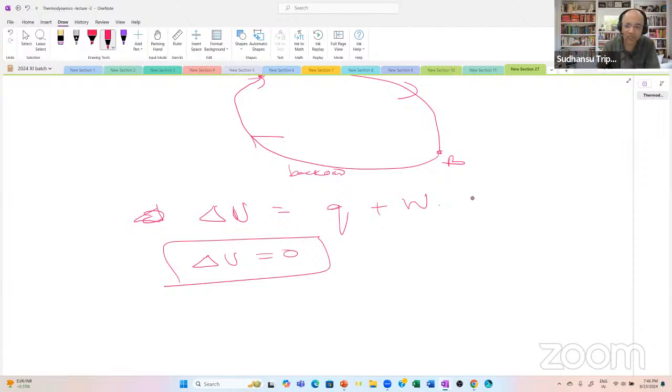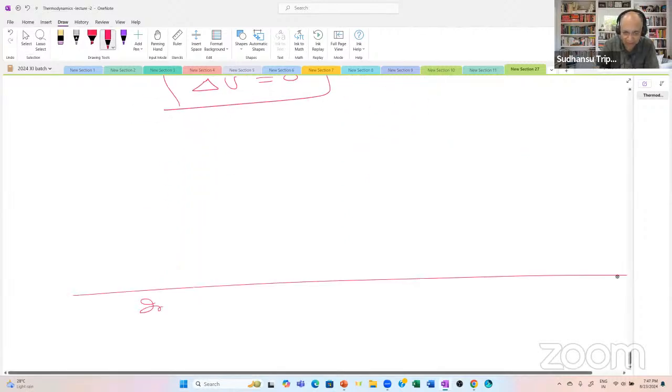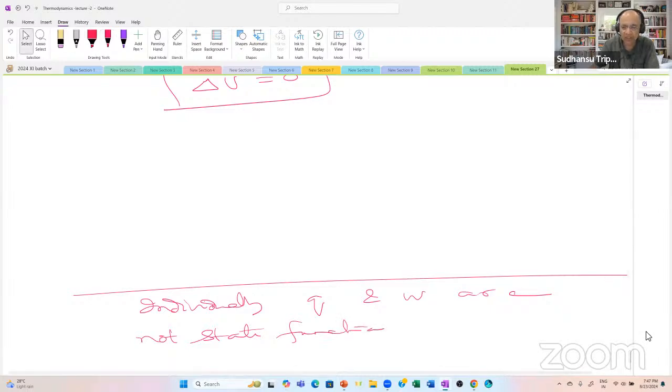Maybe I forgot to tell you that, individually, I am just writing down in a different place. Individually, Q and W are not state functions, excepting under restricted conditions.